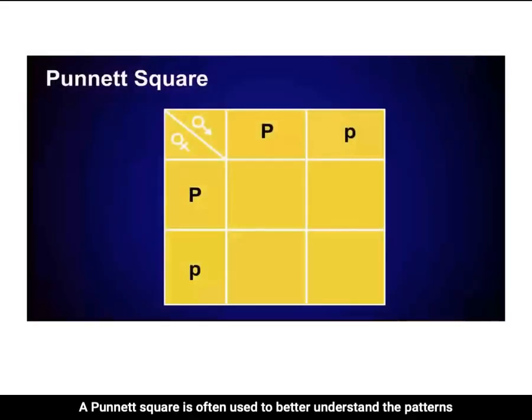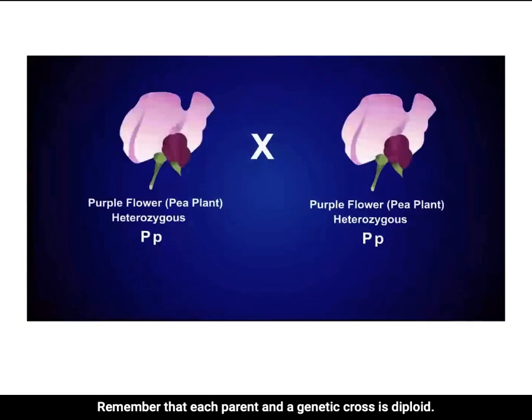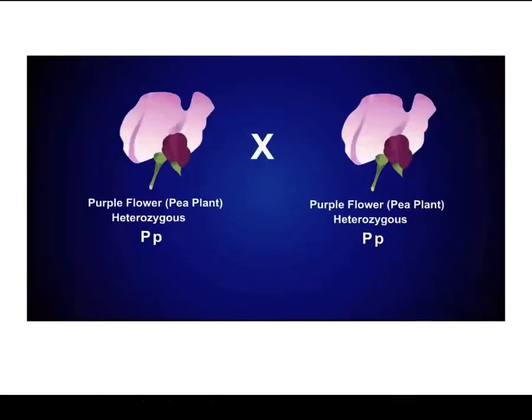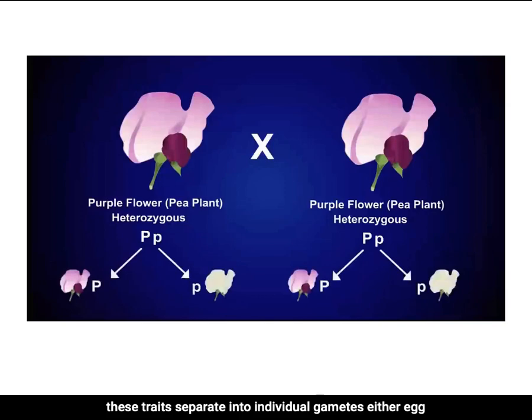A Punnett square is often used to better understand the patterns of inheritance associated with Mendelian genetics. Remember that each parent in a genetic cross is diploid, meaning that they have two copies of each trait. During meiosis, these traits separate into individual gametes, either egg or sperm cells.